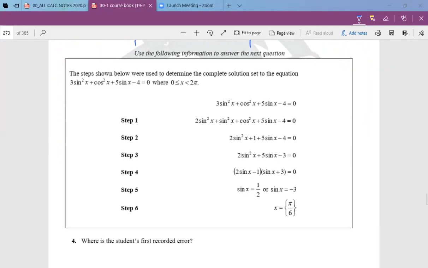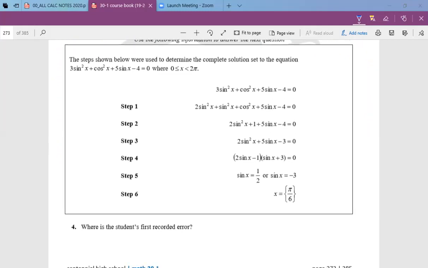Steps shown below are used to determine the complete solution. Solve the equation 3 sine squared x plus cos squared x plus 5 sine x minus 4 equals 0, where x is between 0 and 2 pi. So this equation looks nasty. The fact that we have sine squareds and we have cos squareds and we have sine x, we could take a couple of different approaches to this.